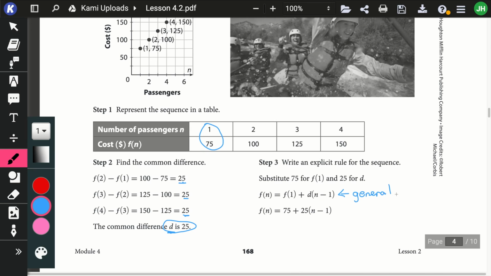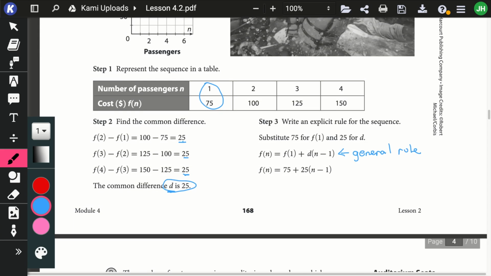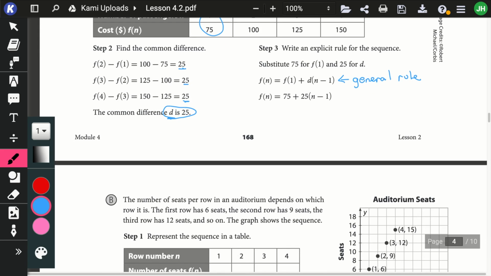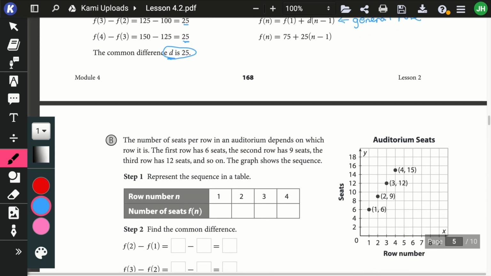That's the general rule, right? For the explicit: f of n equals 75 plus 25 times n minus 1. That's the actual. So, when looking at this, let's try again.